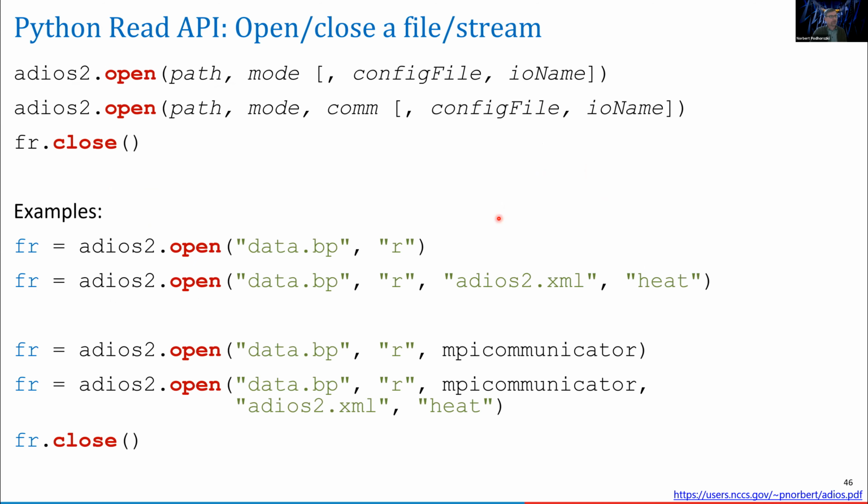So then you have basic functions, open and close. For open, you have a file name and read mode or write mode, optionally a communicator, the configuration file, and the string of the IO object name that's used in the XML file.